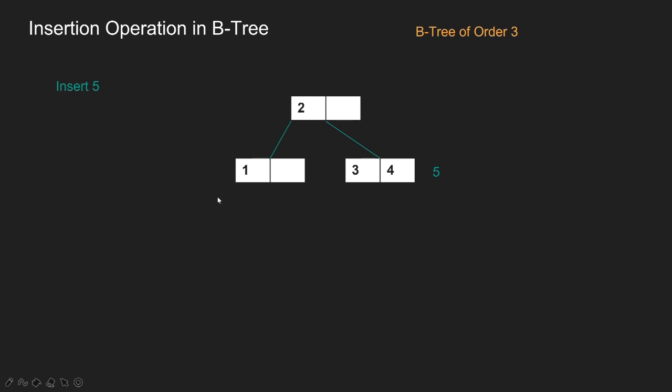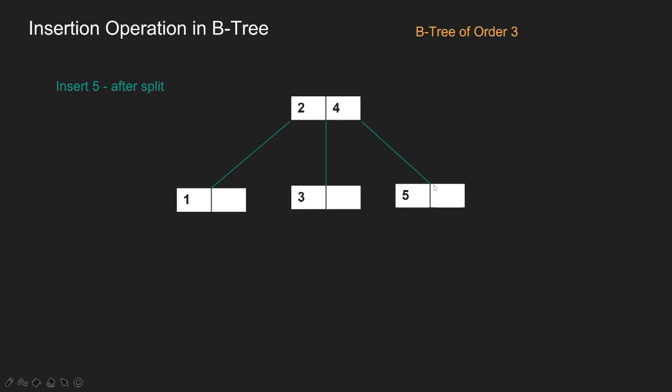We insert 5. We will find this node is also the leaf node, and 5 is larger than 4, but there's no empty position, so we need to send the middle value 4 to its parent node. So the parent node has an empty position for it, and for the 5, we will create a new leaf node for it. So this is the result. After the split, it looks like this.